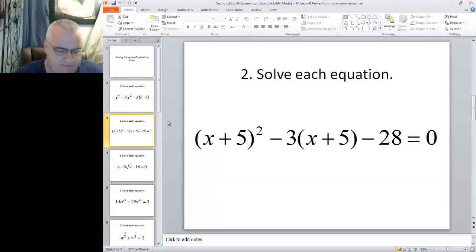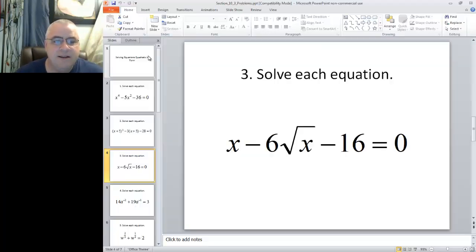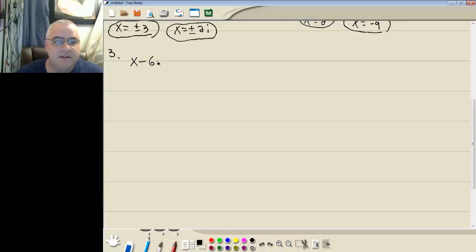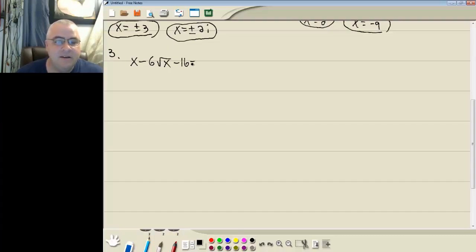Let's look at our next one. x - 6√x - 16 = 0. Okay, now obviously it's a u substitution because we're in a section, but if we weren't in a section, if you take your middle part, in this case it's the square root of x, again you ignore the coefficient. If you square it, see what it gives us.